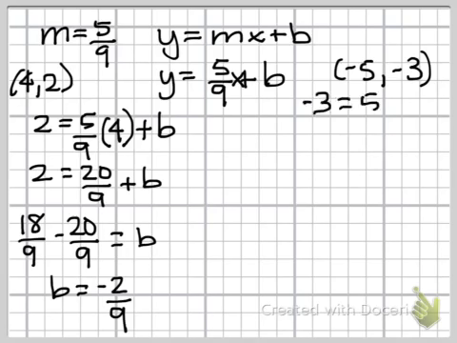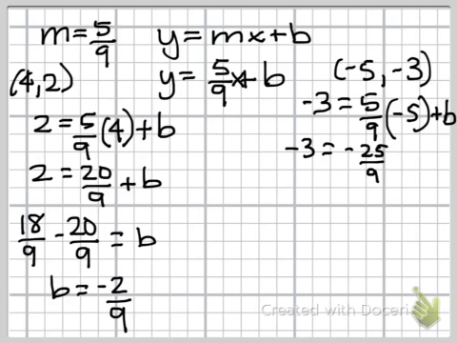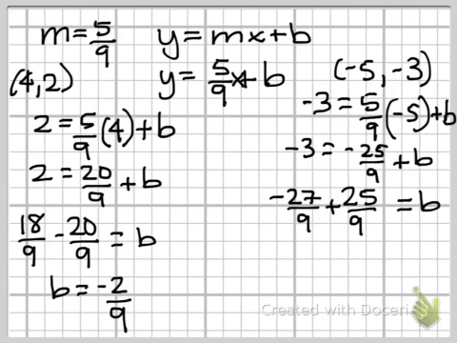So we write -3 equals 5/9 times -5 plus b. Now we multiply 5/9 times -5, we get -25/9 plus b. Now we'll add 25/9 to both sides. We can turn -3 into -27 over 9 plus 25 over 9 equals b. -27 plus 25 is -2/9. So you can see you get -2/9 either way that you do it.